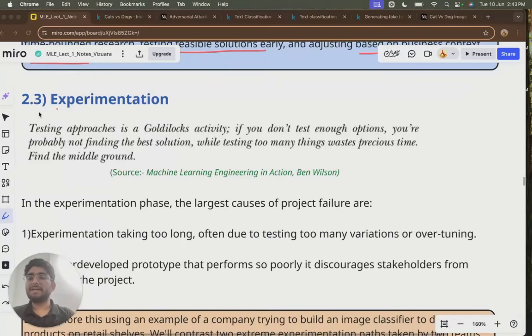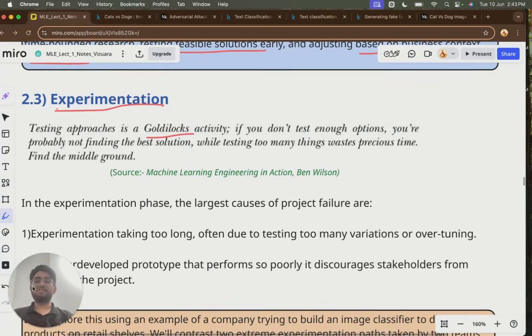Now, let us look at the experimentation, which is the third important part of machine learning in production. Testing approaches is a Goldilocks activity. If you don't test enough options, you are probably not finding the best solution, while testing too many things wastes precious time. Find a middle ground.